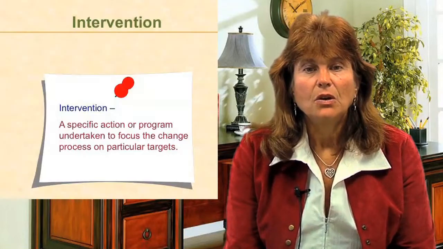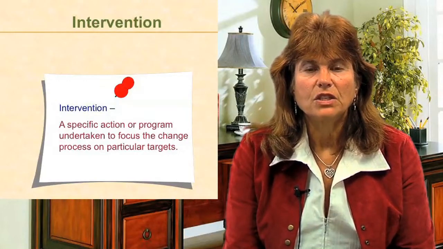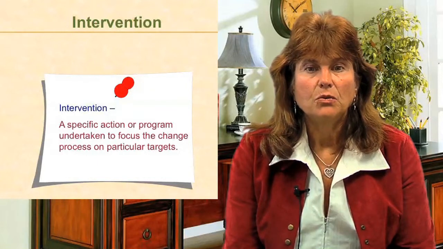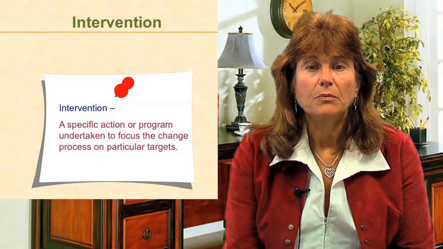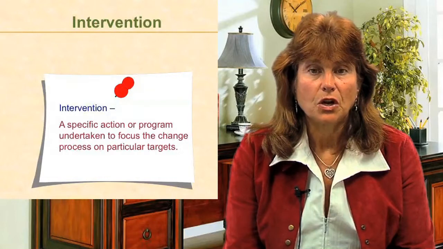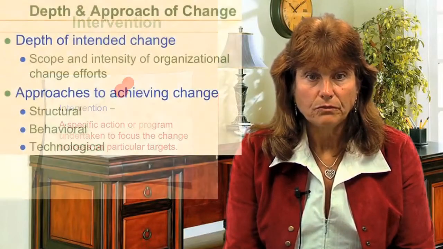Then once we have diagnosed the problem and picked some alternatives based on the skills we picked up in our decision-making chapter, we would take a look at what kind of intervention is needed. What kind of specific action or program do we need to do to be able to implement a change on particular targets within our organization?